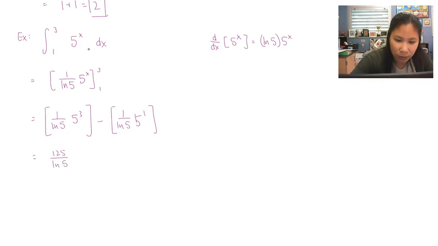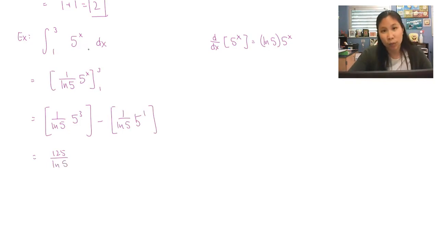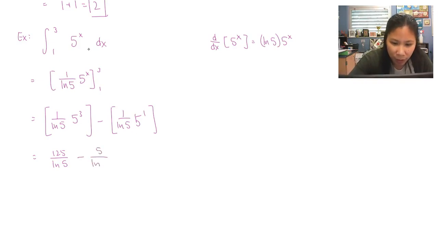So I'll write this out as 5 cubed is 125 over natural log of 5 minus 5 to the first is just 5 over natural log of 5. Since I have common denominators, I can just subtract the top. So I end up with 120 over natural log of 5.